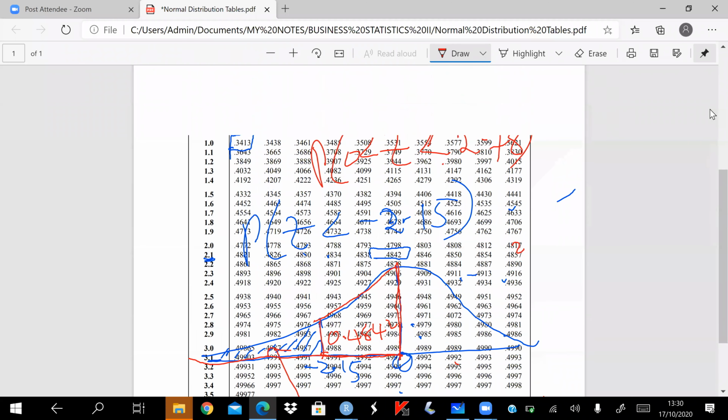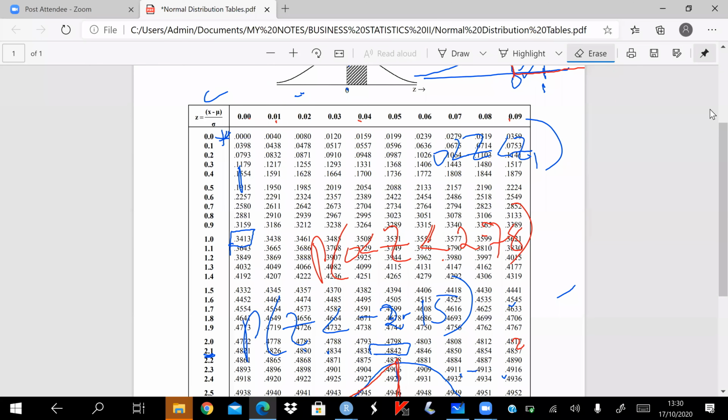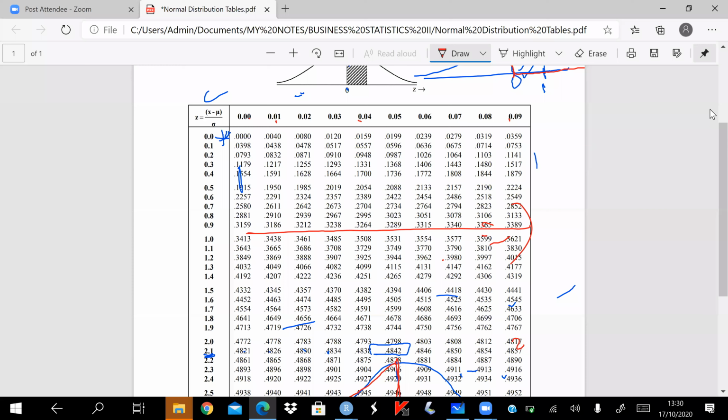You can also be asked to find an area like this. You have here minus 1.8, and here you have 2.0. So you need this area here. So that means you're going to get this area from 0 to 2.0, where the area will be given by this.